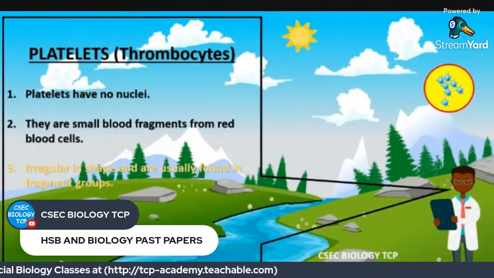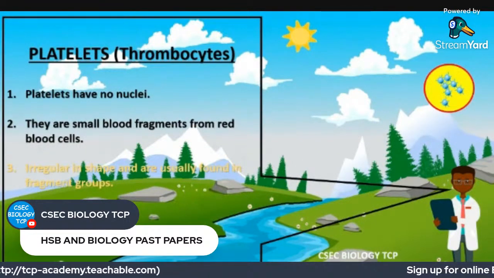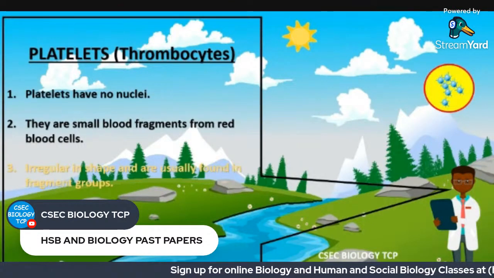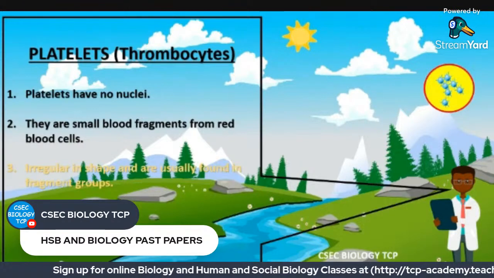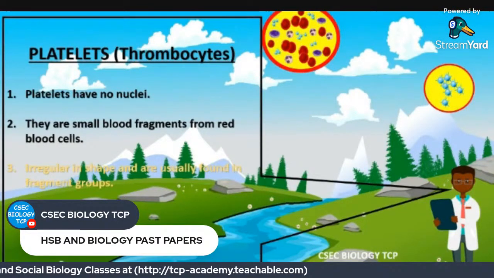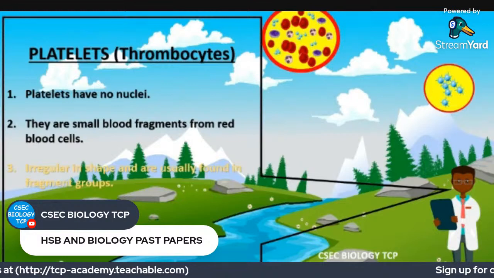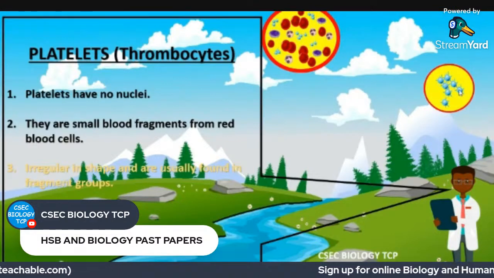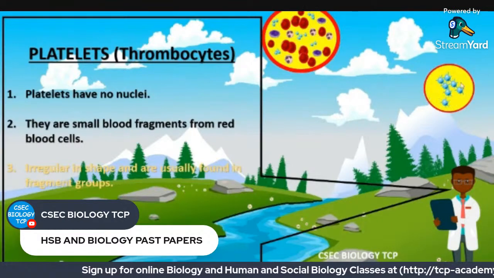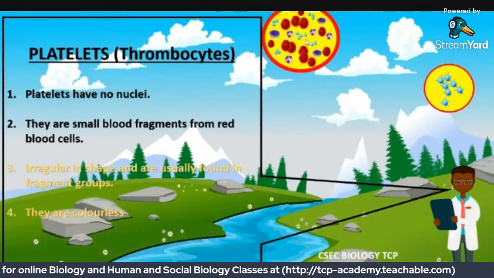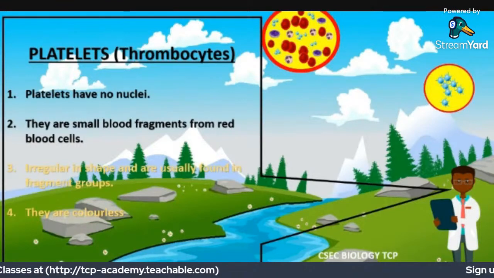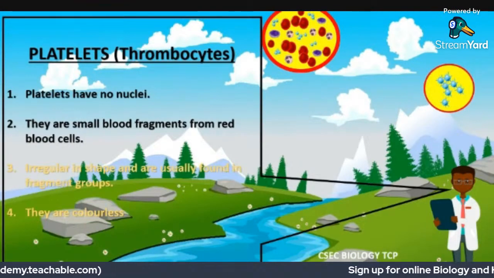Thrombocytes are platelets. Platelets have no nucleus, as they are just small fragments from the red blood cell. They are irregular in shape and are usually found in fragment groups. So usually the platelets are pretty much in the blood like a group here, and they might not be represented like this on your exams, but usually once we're looking at blood cells and we're seeing these small fragments together like we're seeing here, it pretty much tells us that that's the platelet. They are colorless, and that's important to note.